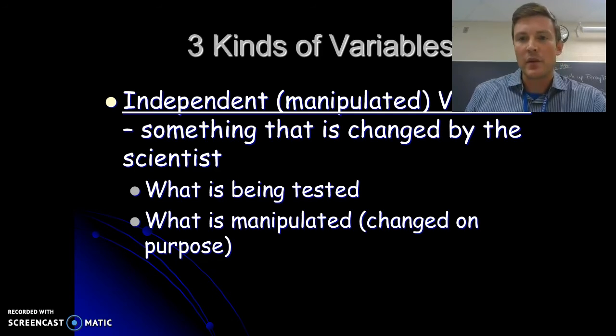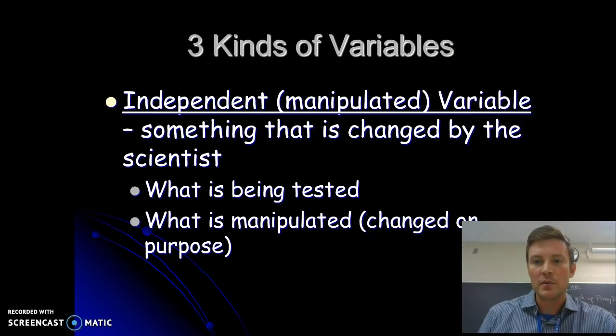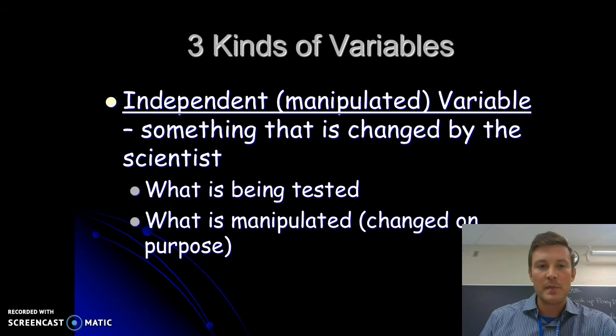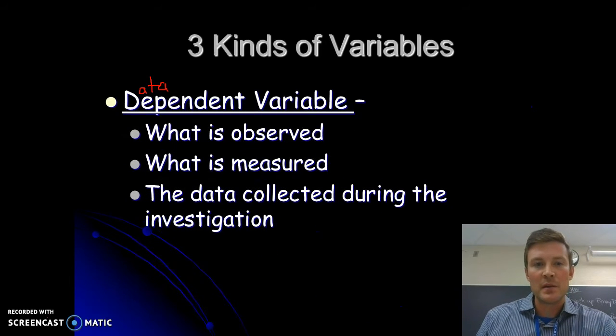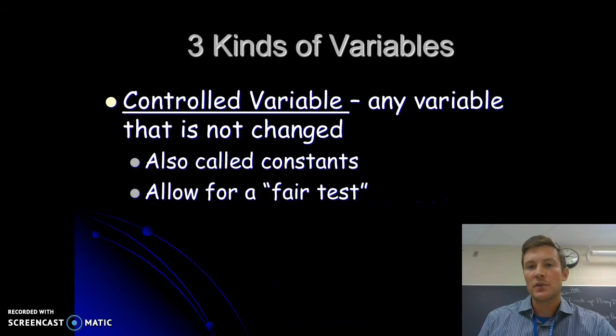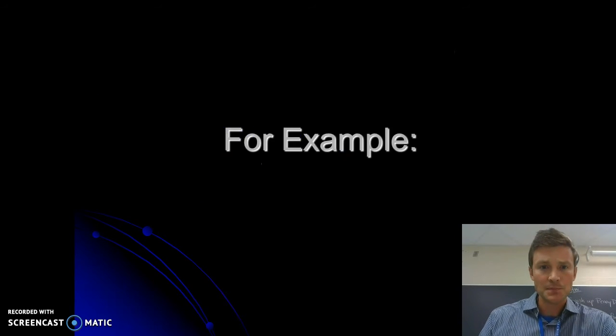And this is just to review what I just talked about. So you've got the independent variable, also known as the manipulated variable. It's the part that you're changing on purpose. It's what you're testing. The dependent variable, also known as the responding variable, is what you're measuring. It's what you're observing. It's the data that you're collecting. And then your controlled variables are the constants, the things that you need to keep the same to make sure that you have a fair test.